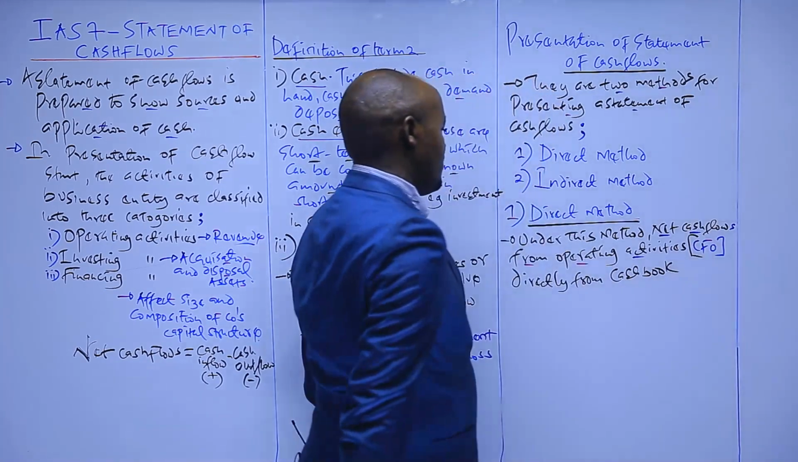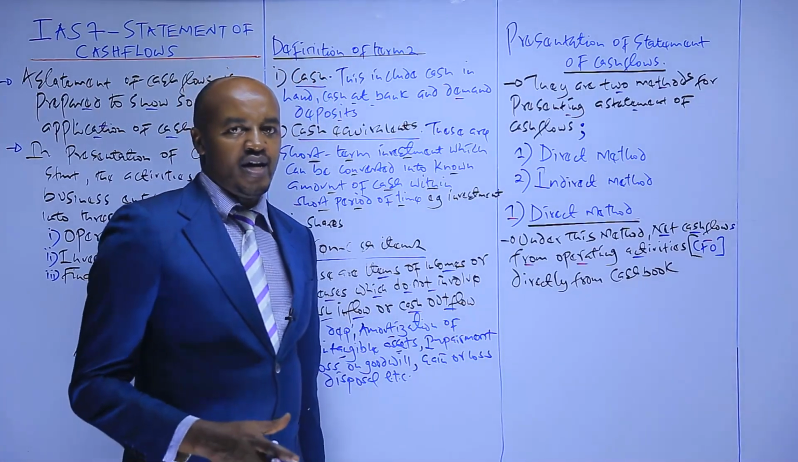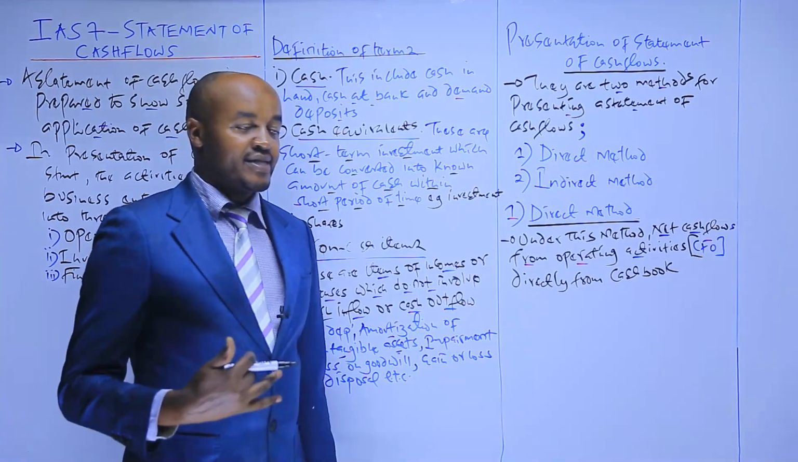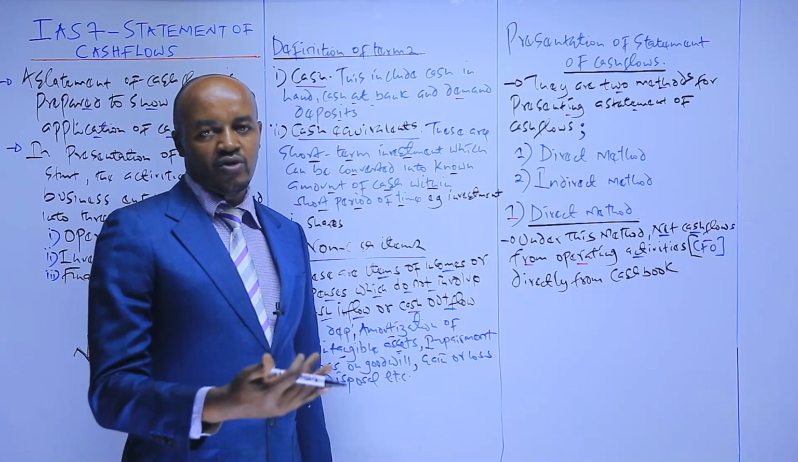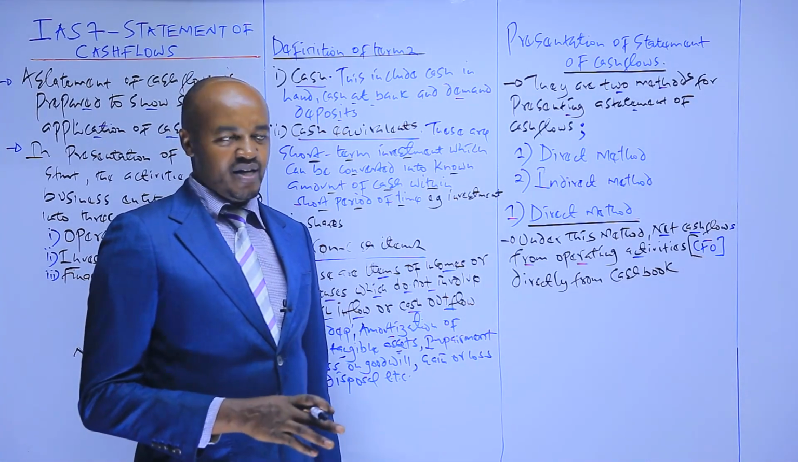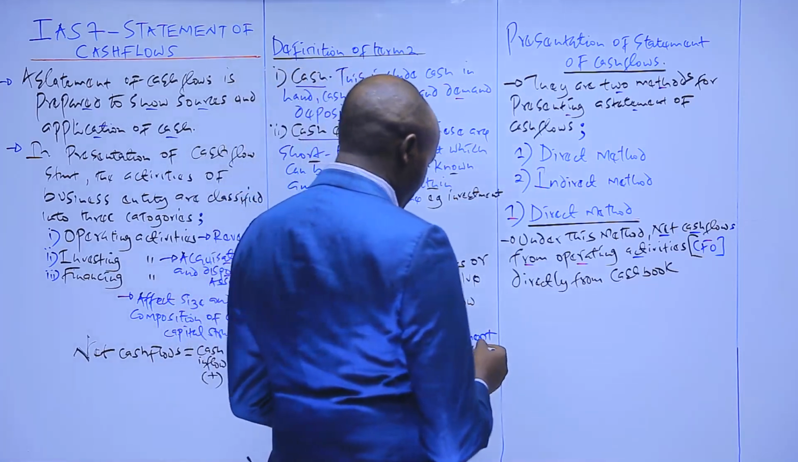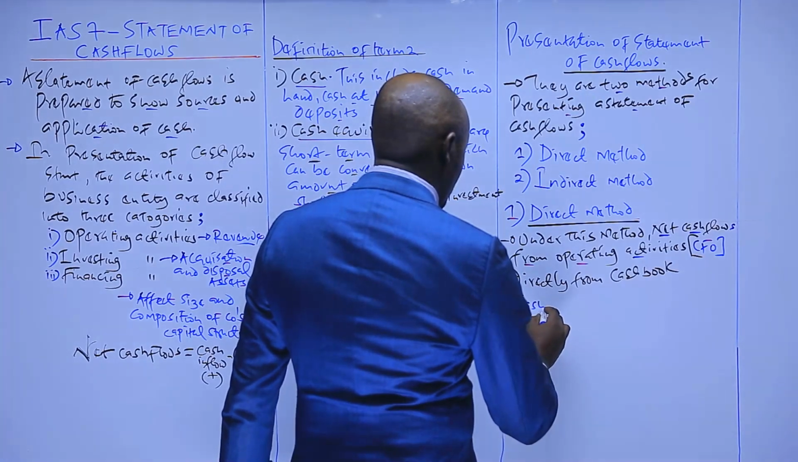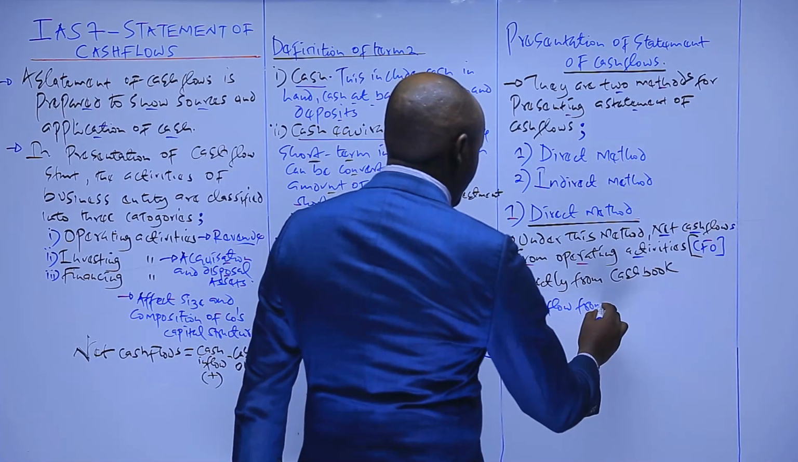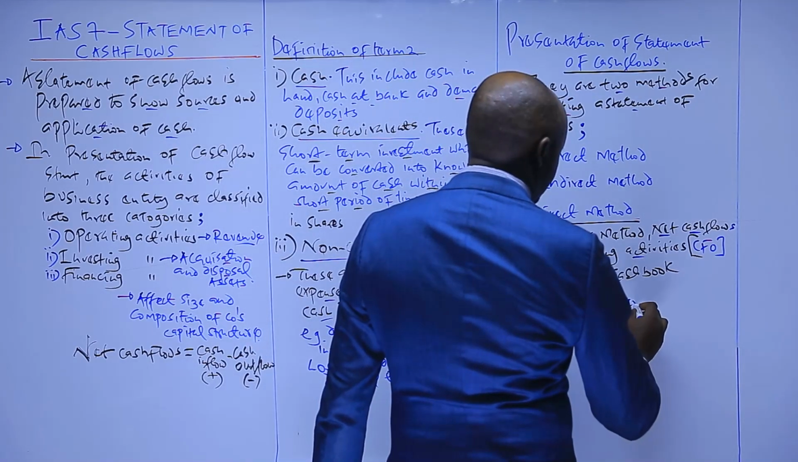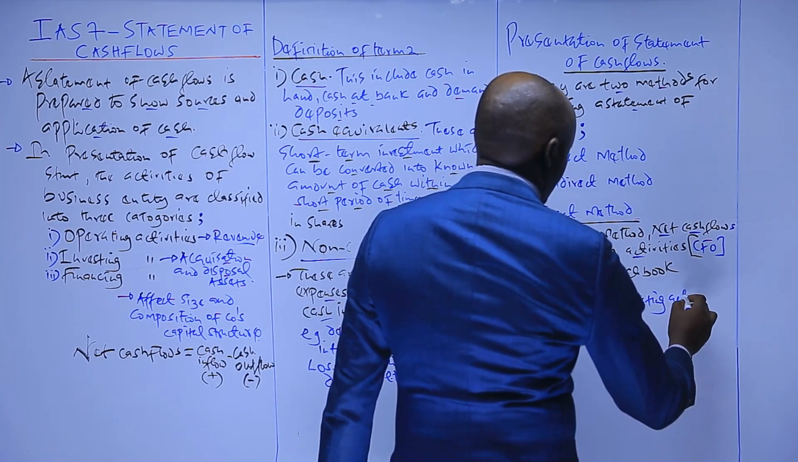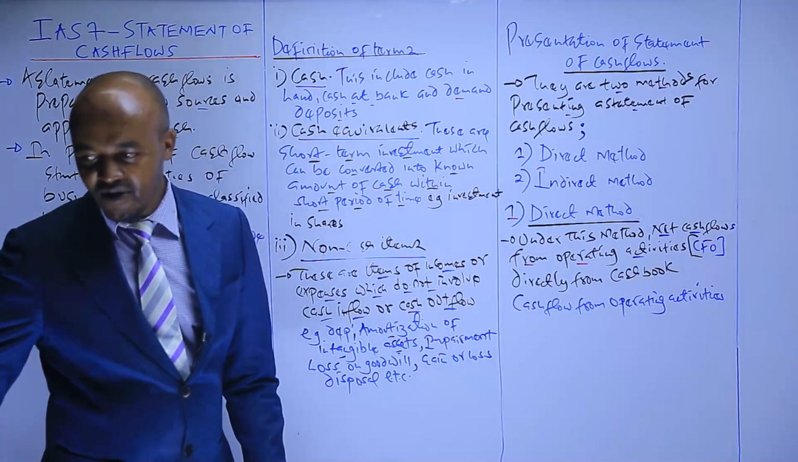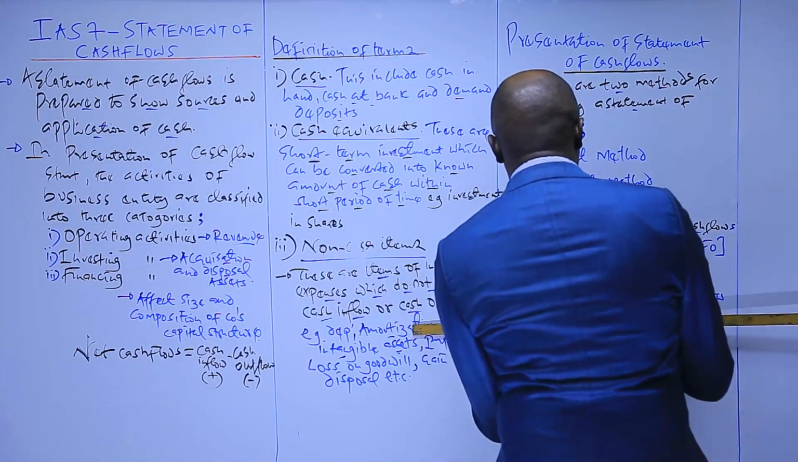So you go to the cash book, and you take into account the cash received from debtors or customers, you less the cash paid to the suppliers or creditors, and also you take into account the cash paid for operating expenses. So therefore, we can look at how we determine the cash flows from operating activities using this method, that is the direct method.